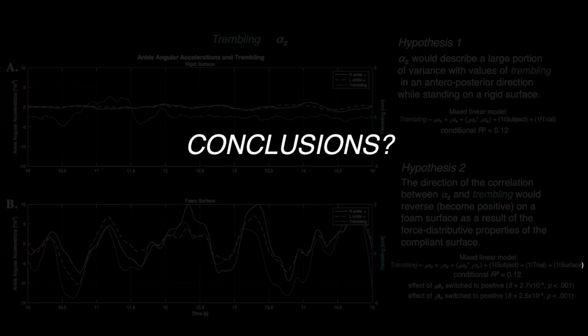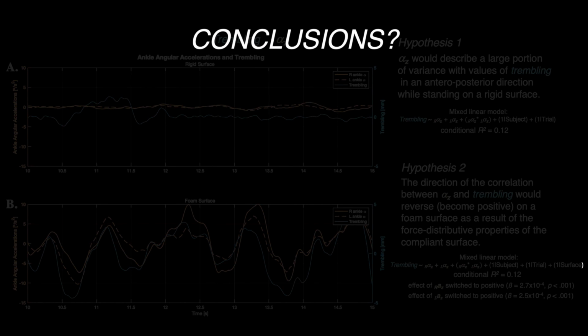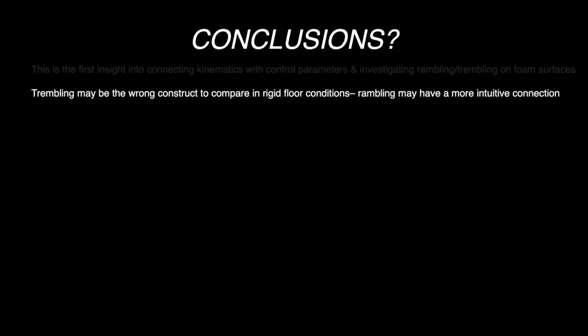But we notice from the statistics that the effect of the right ankle angular accelerations and left ankle angular accelerations did switch to positive when surface was added as a random effect in the mixed linear model, which suggests that yes, hypothesis 2 is likely true. However, it may not necessarily be all that relevant with the low explanatory power of the models in general. Conditional R-squared of 0.12 was shown for the second hypothesis, second statistical test.